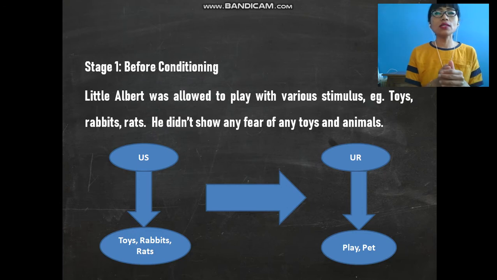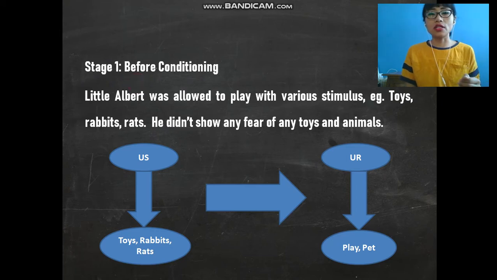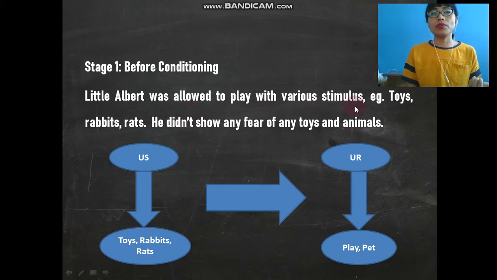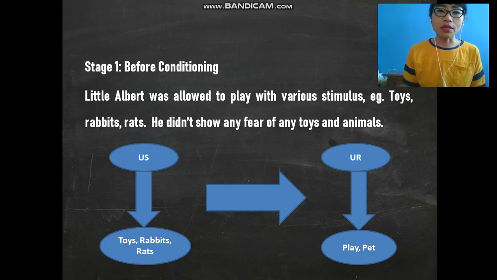So let's see what happens here in the first stage. As we all know, there are 3 stages in conditioning theory. So in the first stage, what happens? Albert is given various stimuli. Here the stimuli are toys, rabbits and rats, and there are different kinds of masks also, and he was very happy with that, and he just played because he was not scared of anything.